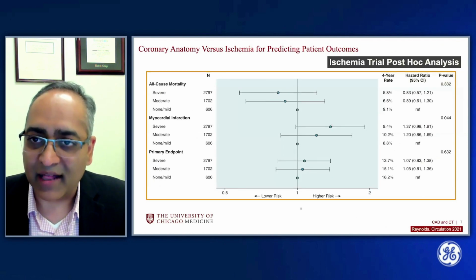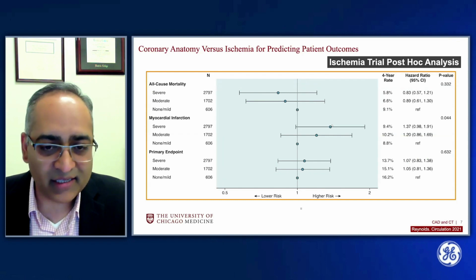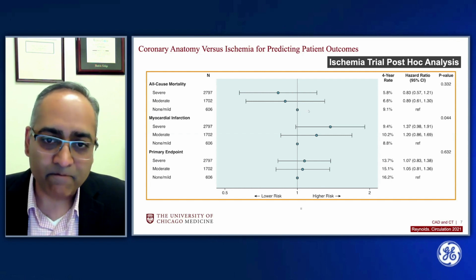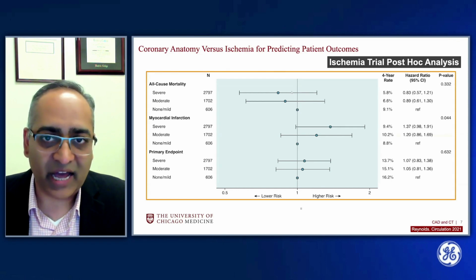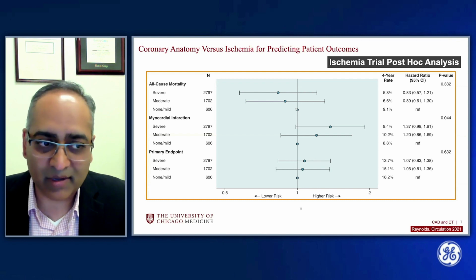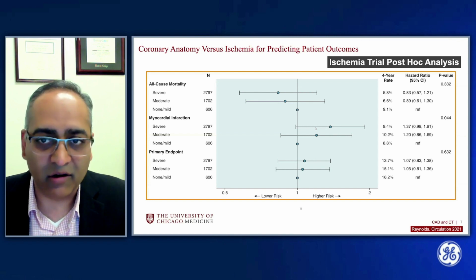Here in a post-hoc analysis from the ISCHEMIA trial, we really identified some interesting new findings, particularly in those patients who had moderate or severe ischemia. They did not appear to have a higher event rate compared to those patients who had no or mild ischemia. And similarly, they did not appear to have a higher rate of myocardial infarction either.